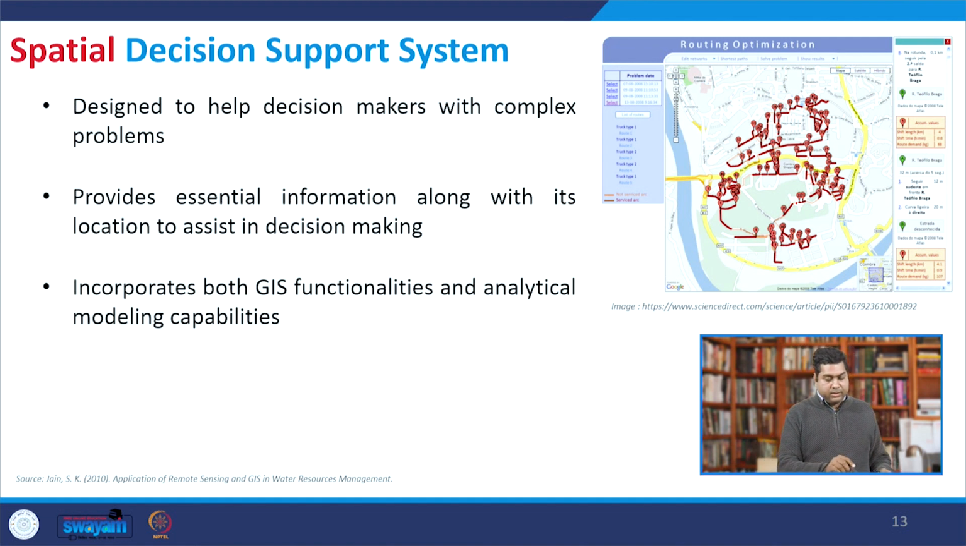So the spatial decision support system can be designed to help the decision maker with complex problems, because the information is there, only the decision is to be taken, and that can also be plugged with certain algorithms, so that the decision can be taken accurately. It also provides essential information along with its location to assist the decision making, because that is very important. It also incorporates both GIS functionalities and analytical modeling capabilities to come up with that decision. So the decision support system is another beautiful application of spatial analysis.